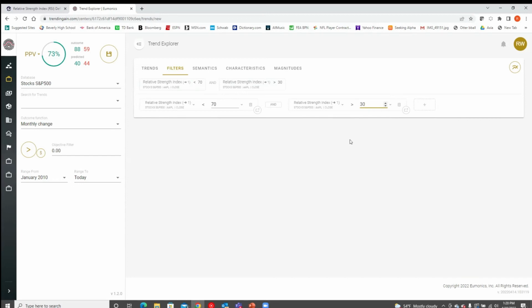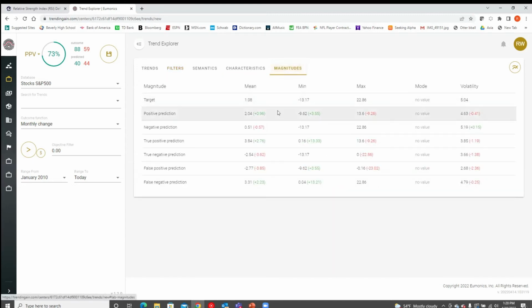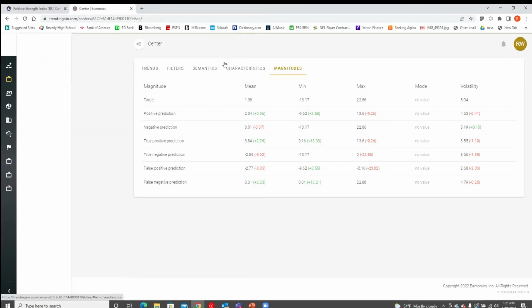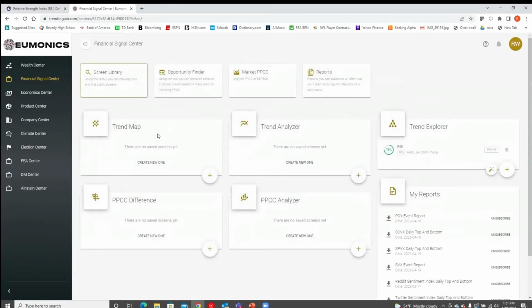And as soon as I hit return, oh, wait, it's already done it. So now we're up to 73%. And the magnitude is 0.96. So it's a much bigger magnitude, and it's far more accurate. So we're going to save this. We're going to call it our RSI test. Yeah, we'll just leave it at RSI. That's fine.